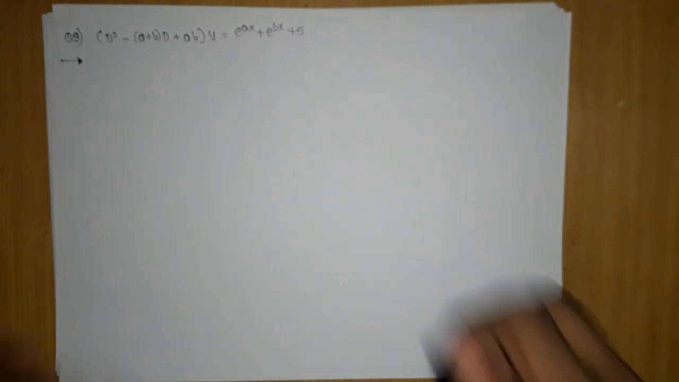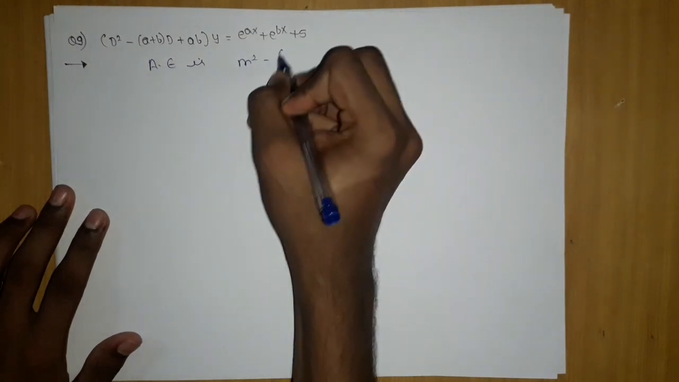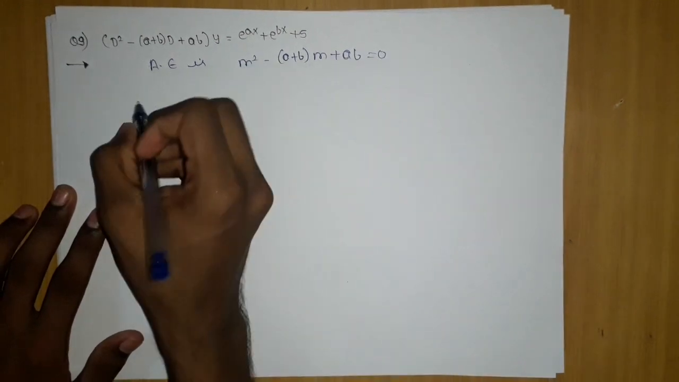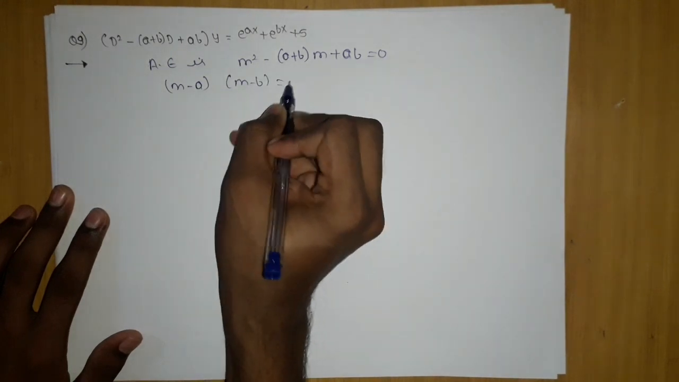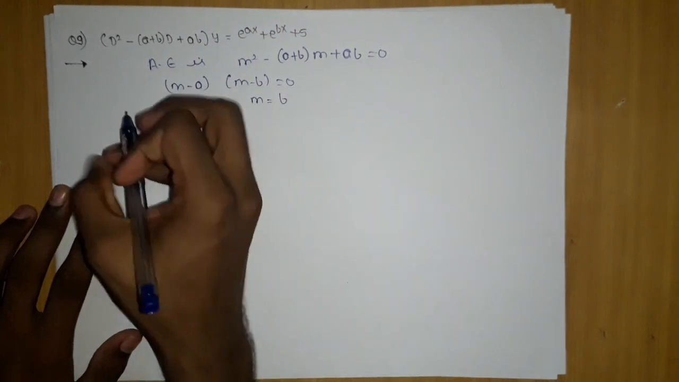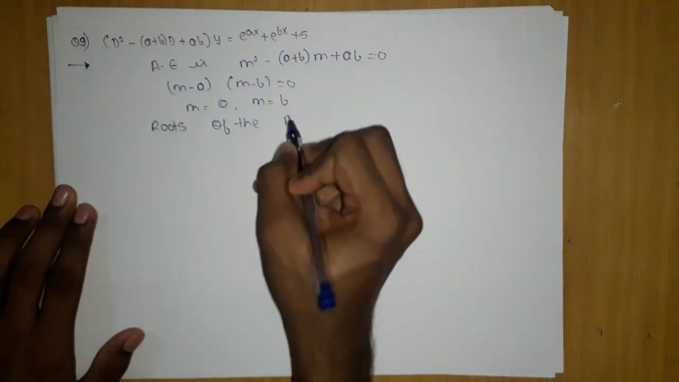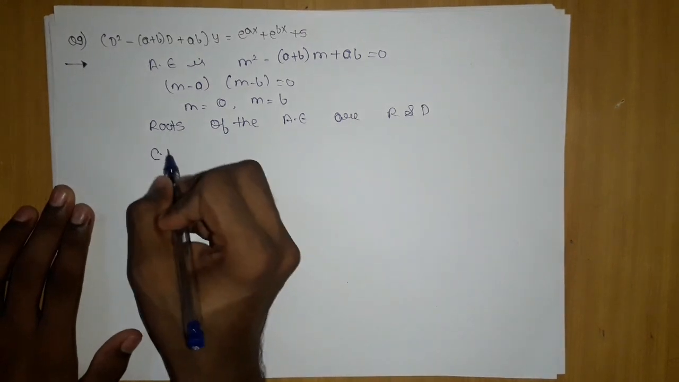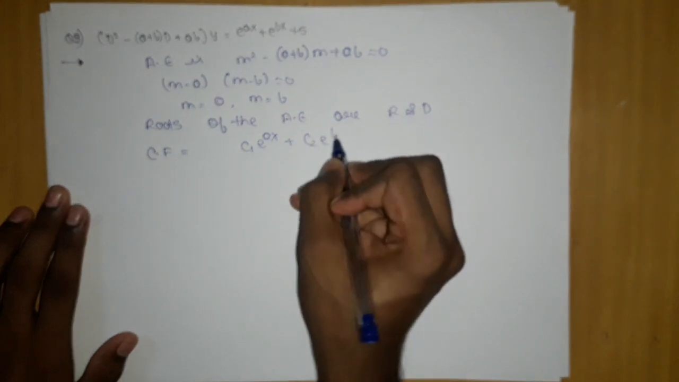Now what we are going to do is, the auxiliary equation is m squared minus (a plus b) m plus ab equal to 0, giving us finally, if you solve, (m minus a) into (m minus b) equal to 0. Finally m equals a and m equals b are the required m values. So the roots of the auxiliary equation are real and distinct. So the complementary function will be nothing but c1 e to the power ax plus c2 e to the power bx.